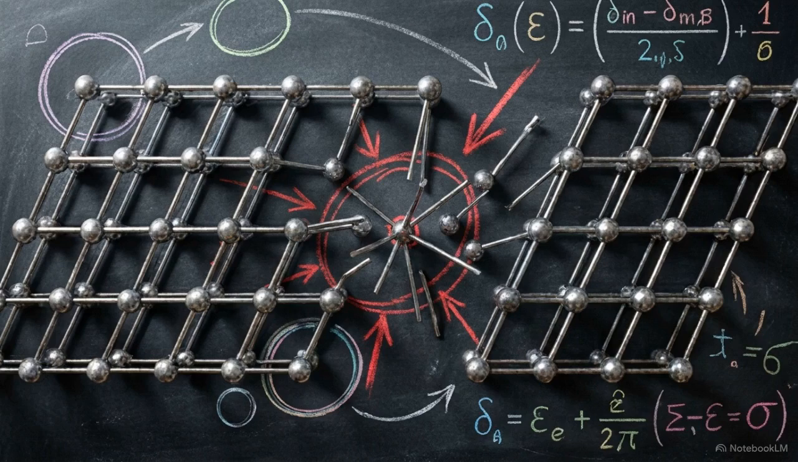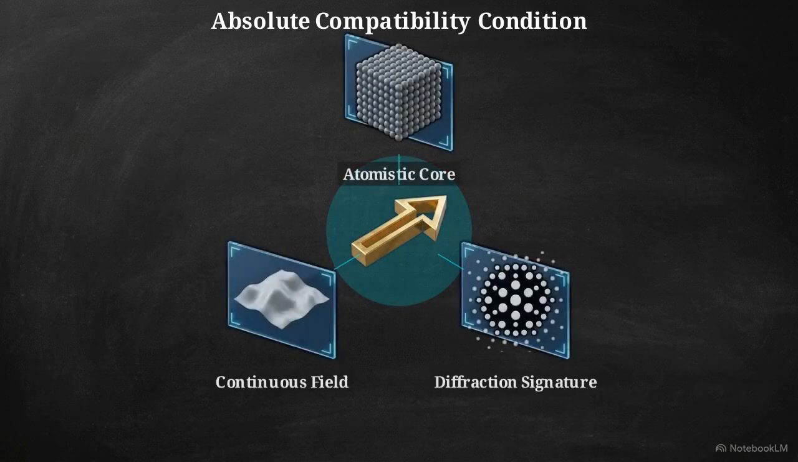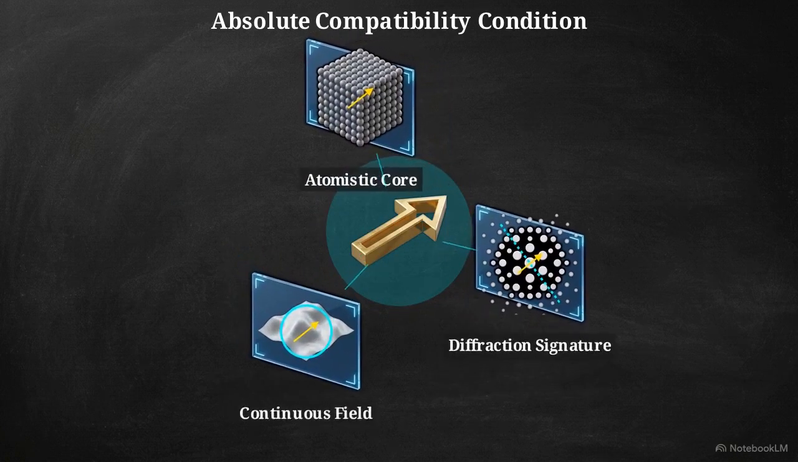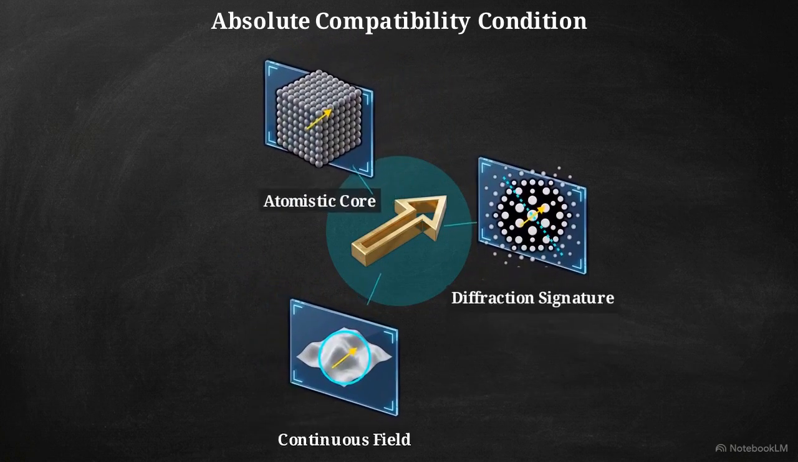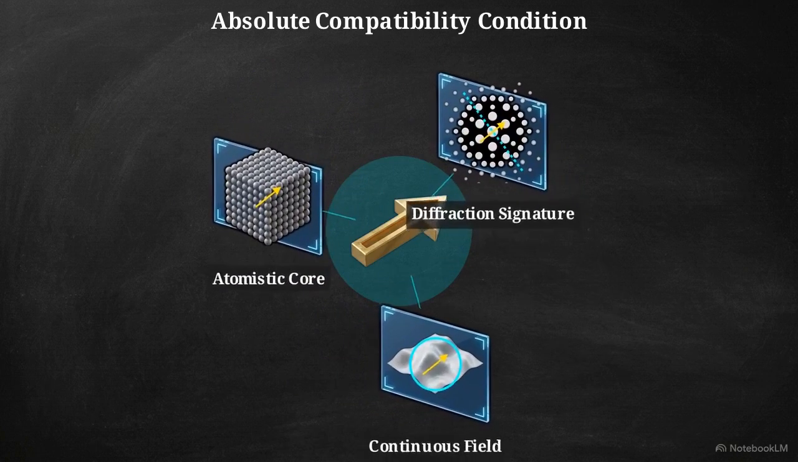Any failure to conserve this charge reveals a critical modeling error in the simulation rather than a valid physical mechanism. The Burgers vector acts as the absolute compatibility condition. It is the common invariant that allows an atomistic core, a continuous field, and a diffraction signature to be compared as descriptions of the same physical defect content.